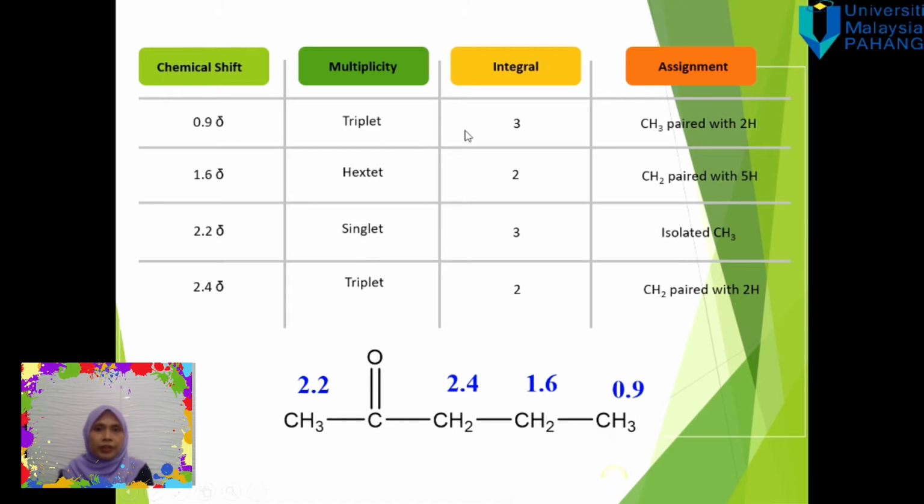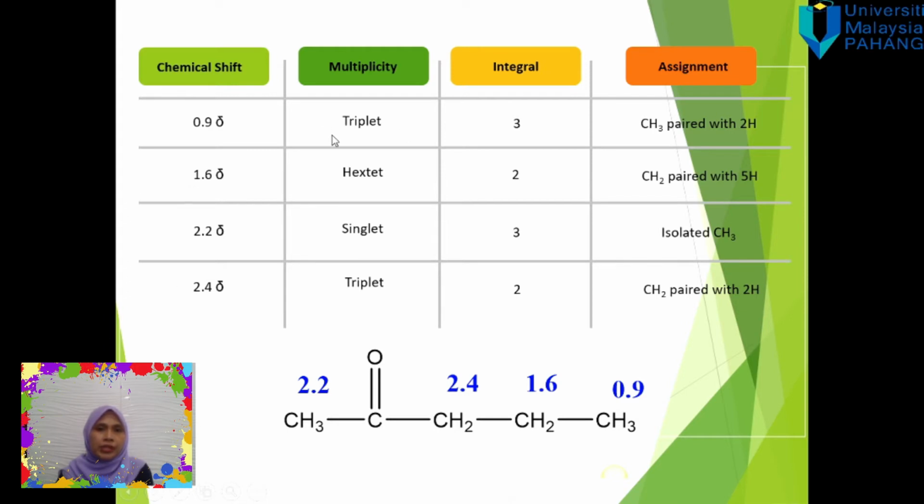0.9, triplet, 3; 1.6, hextet, 2; 2.2, singlet, 3; 2.4, triplet, 2. All this data is the raw data from the NMR spectrum. Based on this, we go to the assignment one by one. Let's see, 0.9. This is the region I already mentioned in the previous lesson, where there are 3 typical signals for hydrocarbon, which are methyl, methylene, and methine. This region should be memorized. 0.9 is the methyl region for chemical shift.